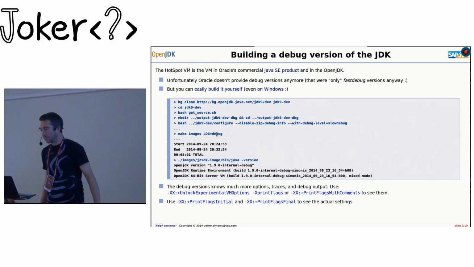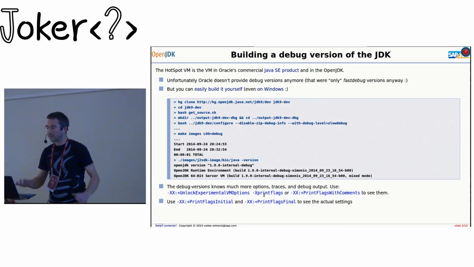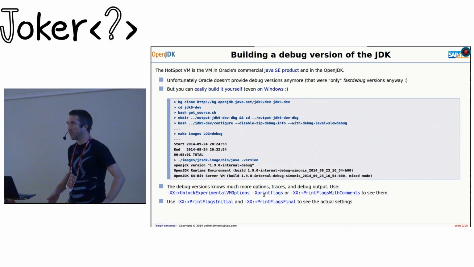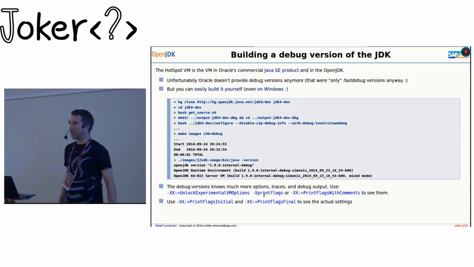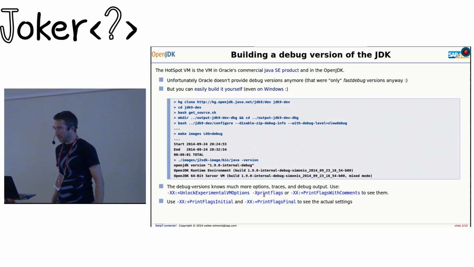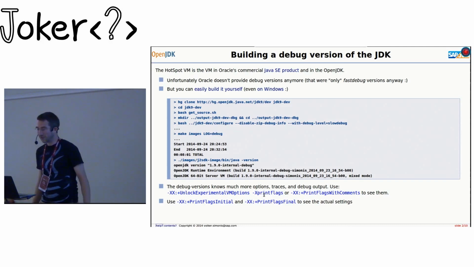And then you have your own debug version of the VM, and you can try all these fancy options, like -XX:+UnlockExperimentalVMOptions and -XX:+PrintFlagsFinal. PrintFlags will print you all these 1,300 flags. There is a command called PrintFlagsWithComments, which will give you some explanation for some flags. Some are not very explanatory, but you'll find out what they mean.